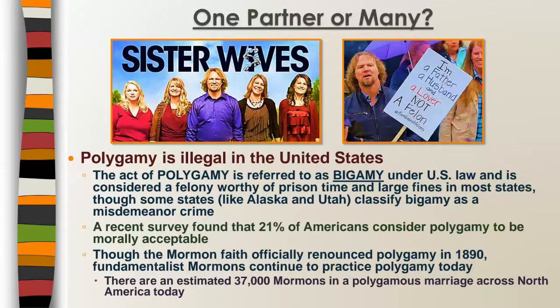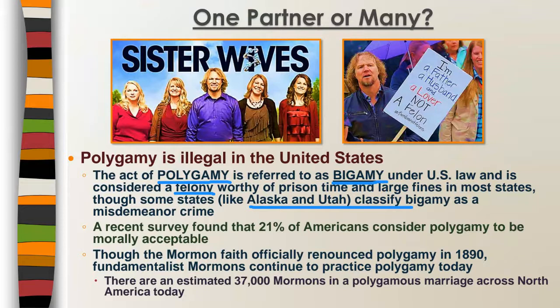Now, like I said, we practice monogamy in the US, and that is a law, not just an informal norm, it's a formal norm. So polygamy is illegal in our country. By law, polygamy is referred to as bigamy, and it's considered a felony worthy of prison time and very large fines in most states. However, some states like Alaska and Utah classify bigamy as a misdemeanor crime, and so it doesn't really come with as harsh of penalties.